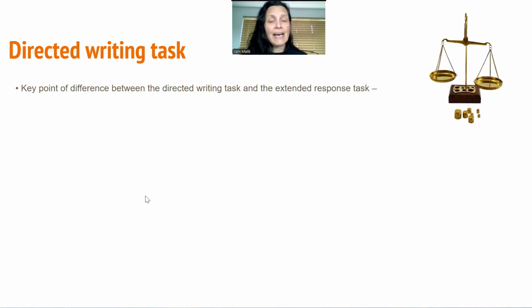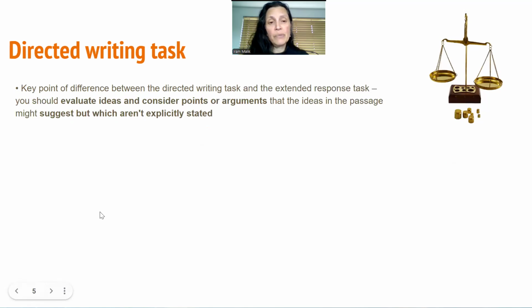So you can see there how it's possible to integrate and present one idea and then counterbalance it with an opposing idea and then reach your own conclusion. So that's a key point of difference between the directed writing task and the extended response task, which is to evaluate ideas, especially if you're aiming for top band marks. You need to consider both the points and the arguments presented in favor of and against the proposal, in this case, to introduce study exchange programs.